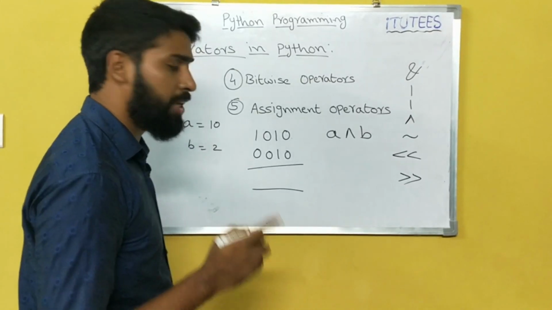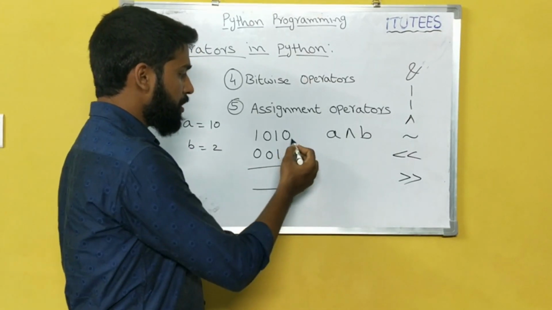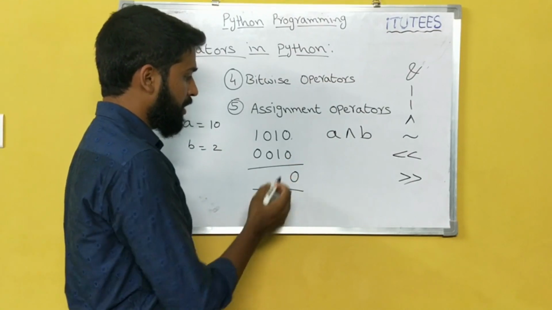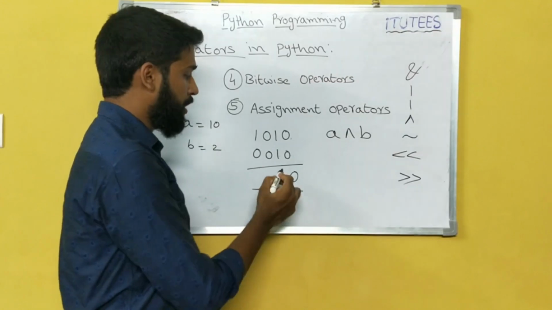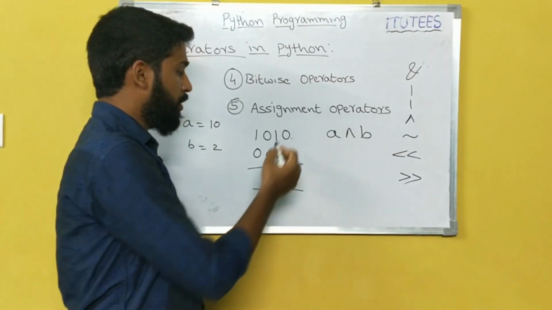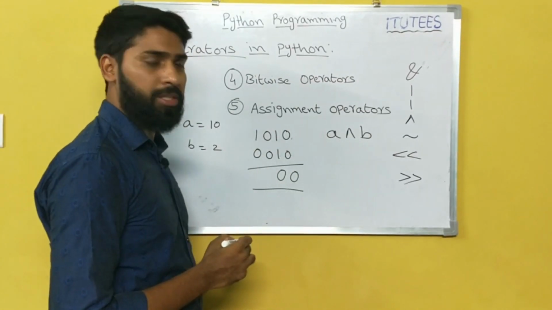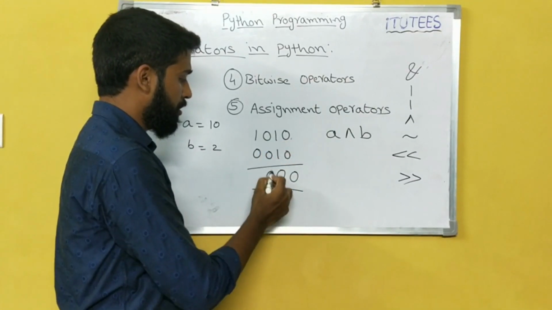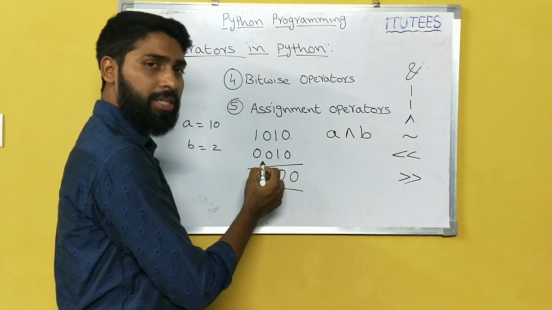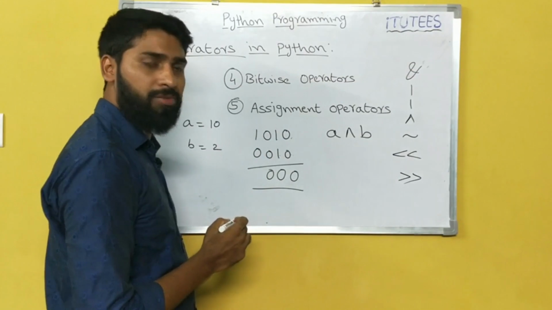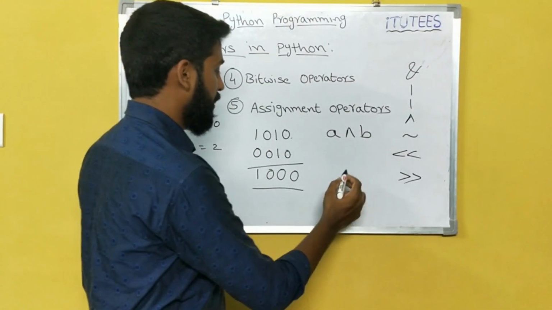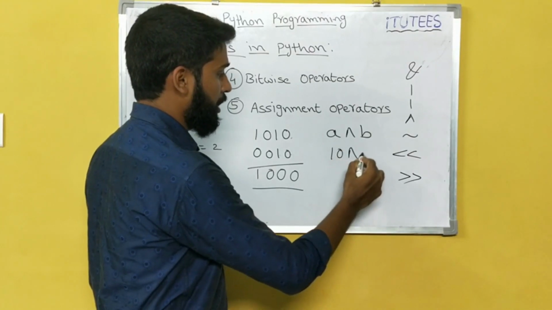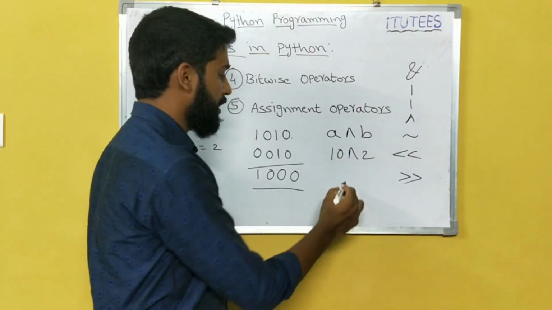Next operation, a XOR b, sets each bit to 1 if only one of the two bits is 1. Here the first bit is 1 and the second bit is also 1, so the result is 0. Only one bit in the two bits. Yes, only one bit is 1, so the resultant bit is 1. So what is the answer? 10 XOR 2, the resultant answer is 8.